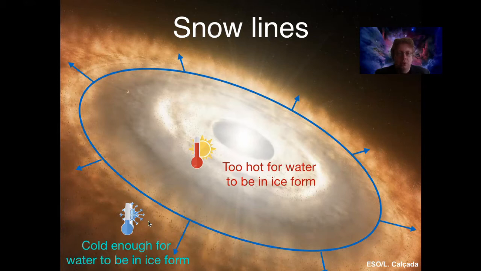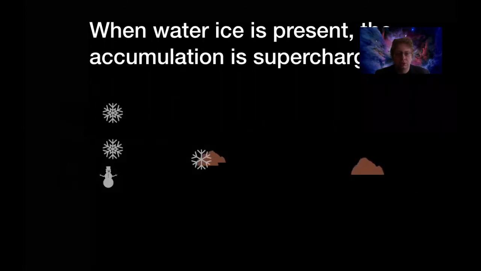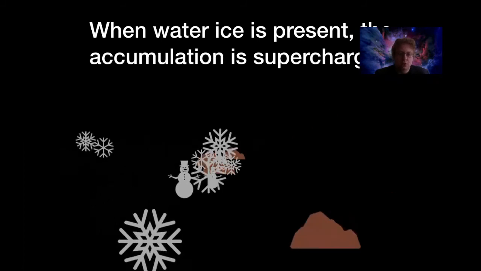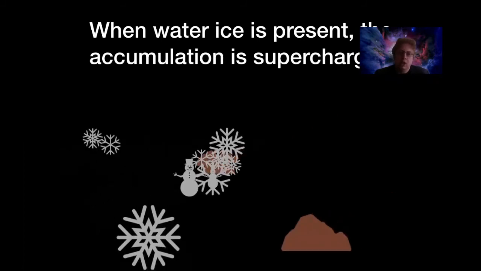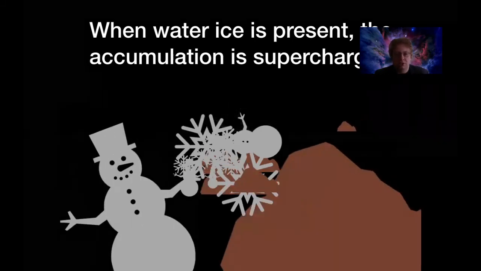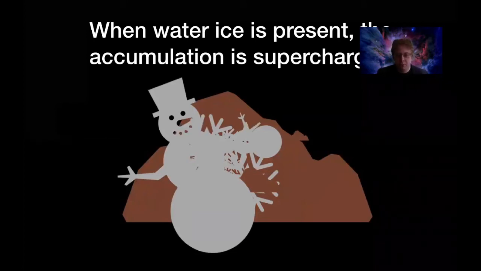And what happens when you have water in ice form, in addition to the other rocky materials, is that the process of accumulating this material is supercharged. All of a sudden, you have much more material to stick together, and it means that you can build these planets much more efficiently and put together all of this material and build bigger cores and build them faster. So, further away from our sun, you can build planets much faster and much bigger.